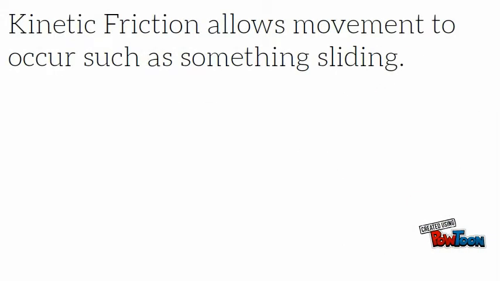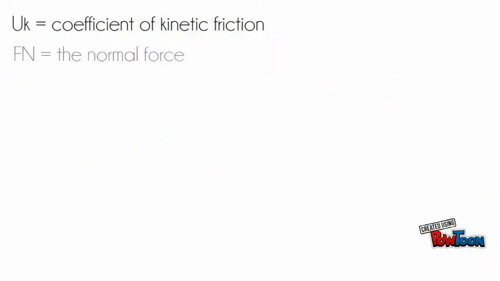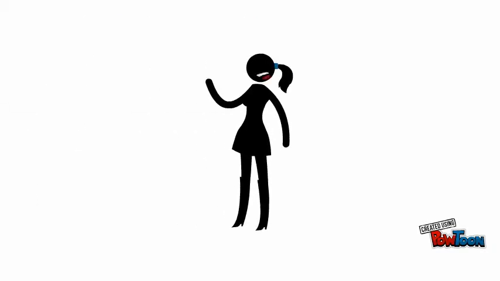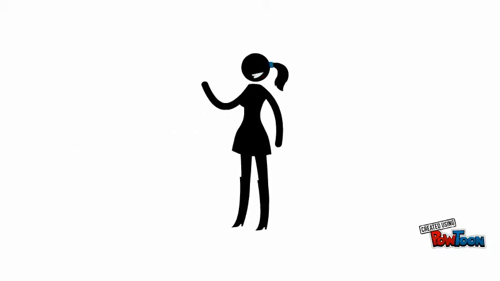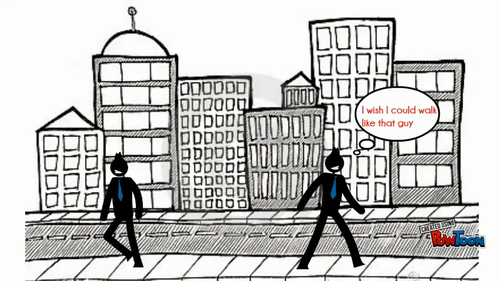Kinetic friction is the opposite of static friction. Kinetic friction allows movement to occur, and the formula would be Fk equals mu k Fn, where mu k is the coefficient of kinetic friction and Fn is the normal force between the two objects. Now that I've covered the differences between static and kinetic friction, which type of friction is used when we walk?